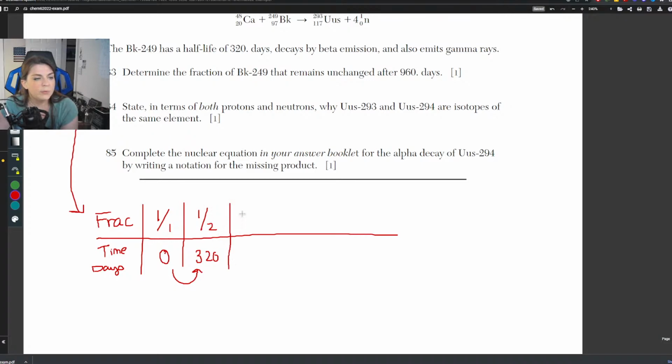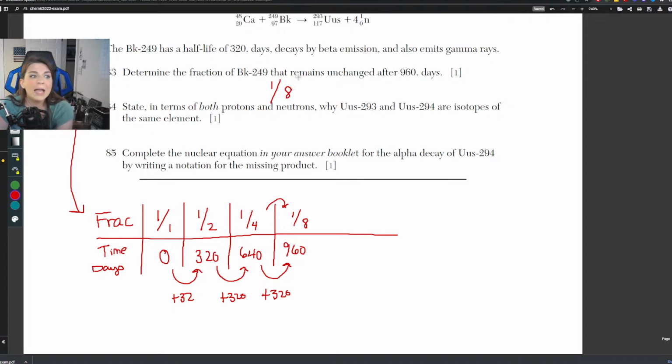I'm going to cut my sample in half again, and I'll be down to 1/4. The 320 is going to be added again, so I will add another 320 because it's the same half-life happening each time. So at this point, I'm up to 640 days. My fraction will be cut in half again. I'll come down to 1/8. And at that point, I'm adding the half-life, 320 days. I will be up to the 960 days that the question is asking about. So the fraction that remains is 1/8.